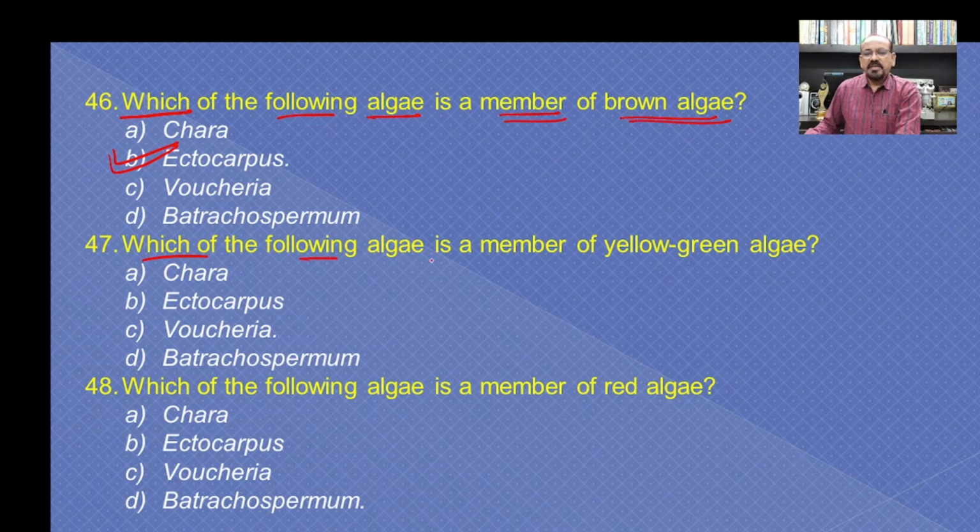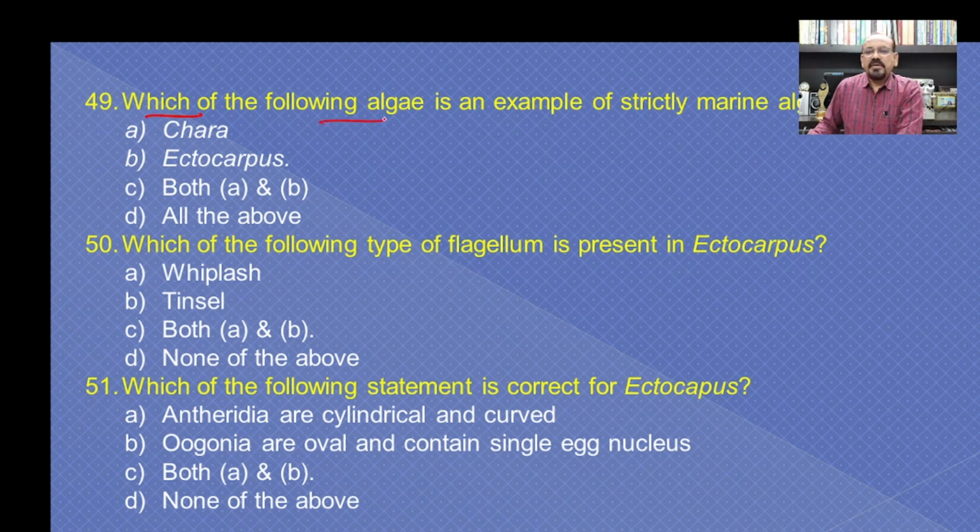Then which of the following algae is a member of yellow-green algae? The member of yellow-green algae is Xanthophyceae, and the member is Vaucheria. Then which of the following algae is a member of red algae, that is the Rhodophyceae? The member of the Rhodophyceae is Batrachospermum. Then which of the following algae is an example of strictly marine algae?